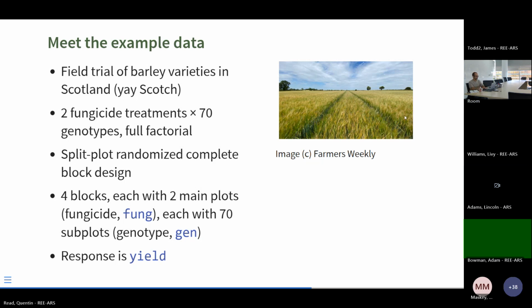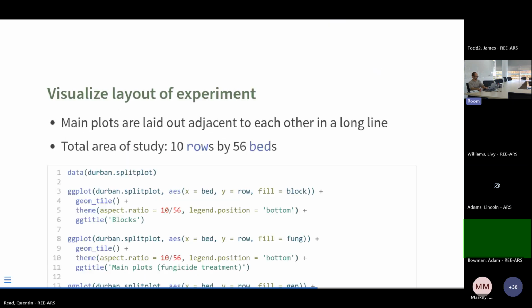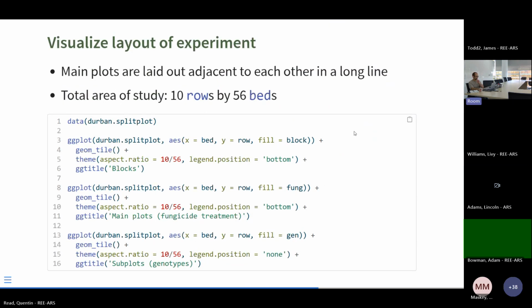I'll show you what that looks like with some maps, if that doesn't make sense from the verbal description. This is also in the AgriDat package. It's called Durban split plot, which is the name of the data set. The field they had was very long and narrow for the study, so the plots are all next to each other in a long line. The X and Y coordinates, for whatever reason, in the data set are called bed and row. So the beds are like the individual plots that are organized in rows.